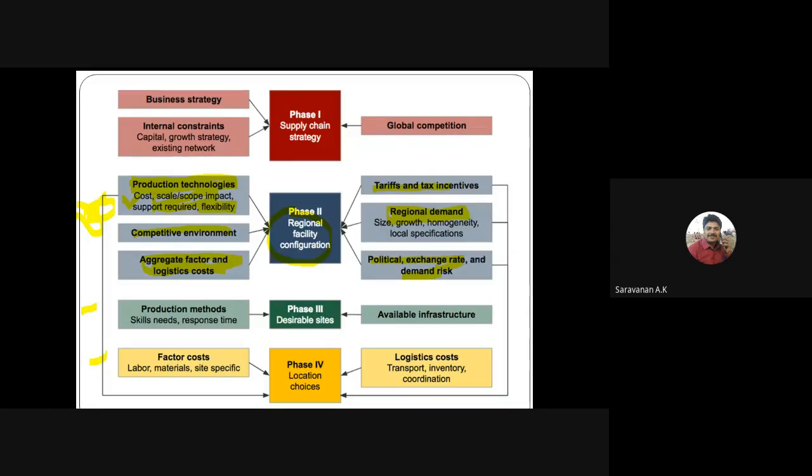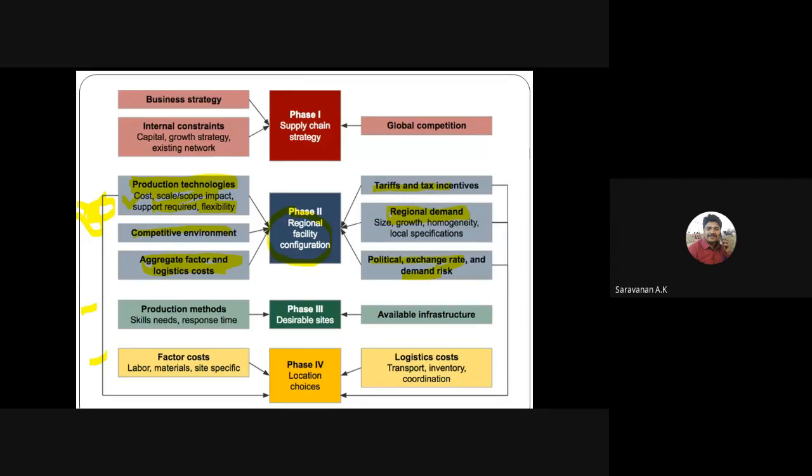So the sites should be selected based on the analysis of the infrastructure available to support the desired production methodologies, right? So it will be in two forms: one is the hard infrastructure requirement and the other is the soft infrastructure requirement, right? If it is the hard infrastructure requirement, it includes the availability of suppliers, transport service, communications, utilities, and warehouse facilities. It will be considered as the hard infrastructure requirement.